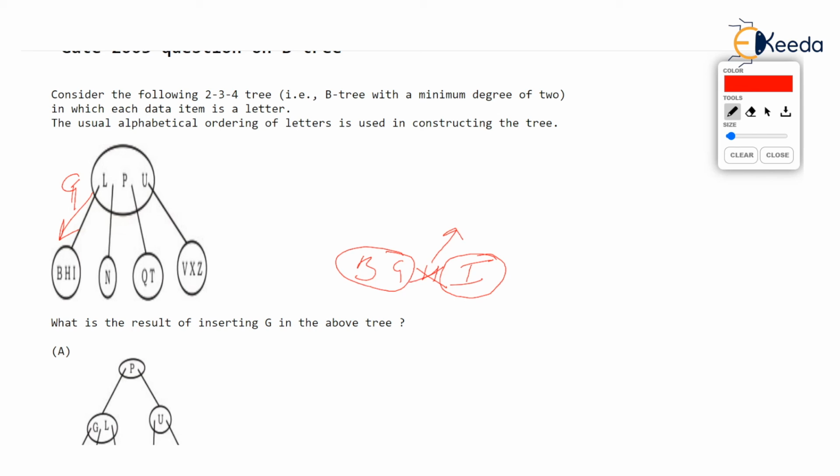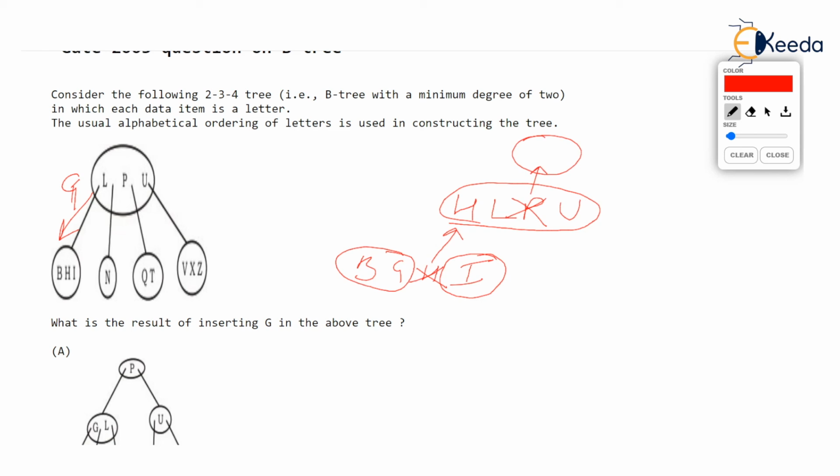So H joins LPU. So it will be A, B, C, D, E, F, G, H, I, J, K, L. So H comes before L. So it should be HLPU. But this node is again overflown. How can you store HLPU in one node? Then be consistent with your decision. P should be the median, the third key. The third key was appointed as median. It went into the root.